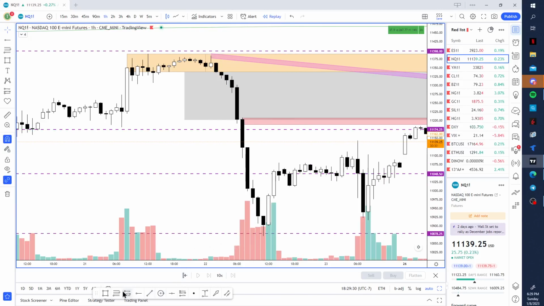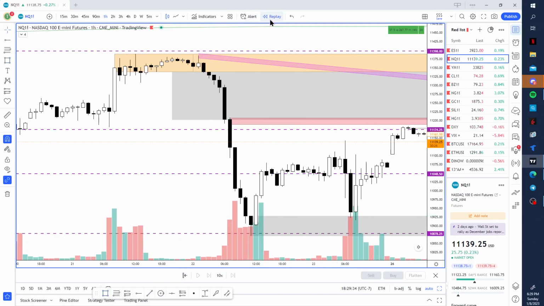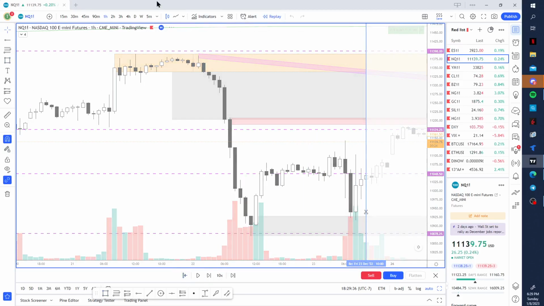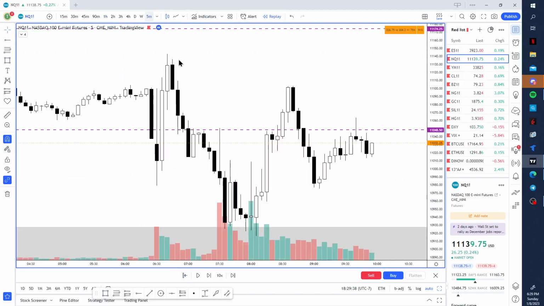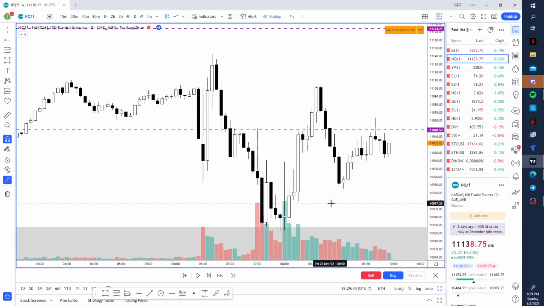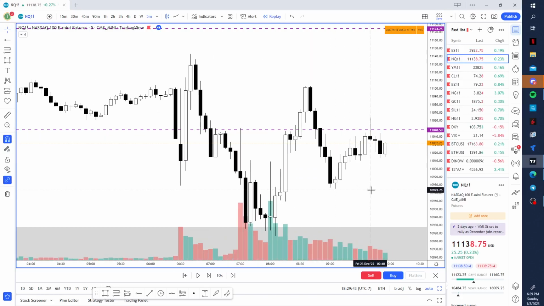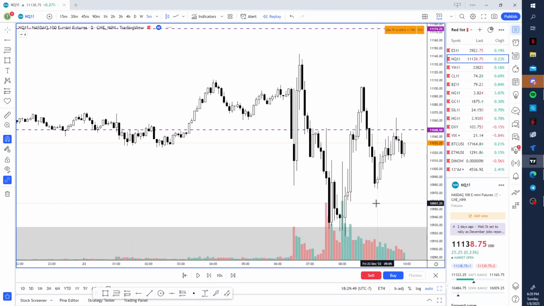I know we had a 1 hour here, but I think this just hit and just reversed. I don't know if there's anything on the 5 minute. So that one doesn't have any zone that forms.